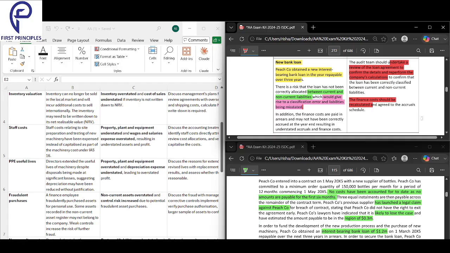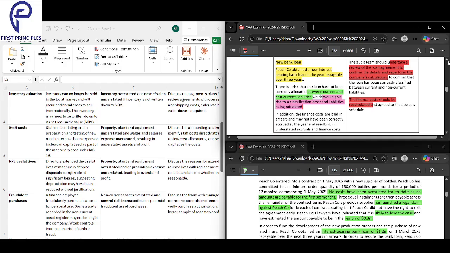The first risk is the new bank loan. Peach Co obtained a new interest-bearing loan in the year, repayable over 3 years. So there was a new loan, and there's a risk that the loan has not been allocated properly between current and non-current liabilities. This would be a classification error.